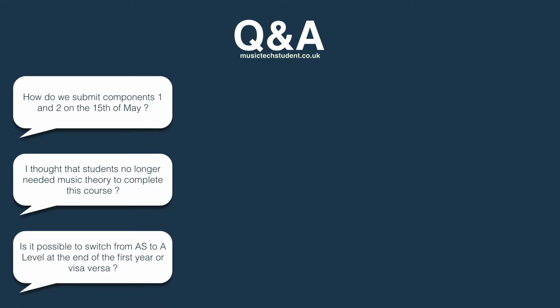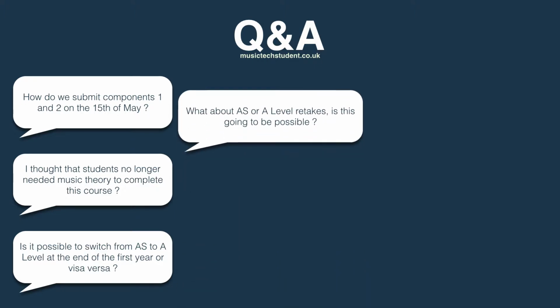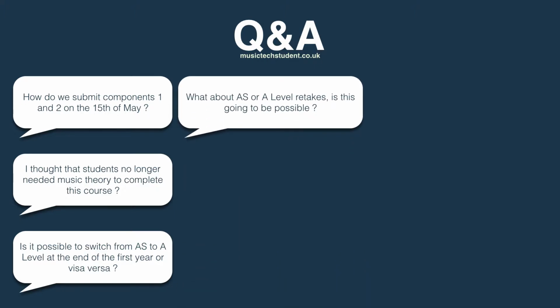Is it possible to switch from AS to A level at the end of AS, or vice versa? So yes, you can switch from AS to A level, but you will need to submit the required components. The components do have to be from the appropriate time. So you wouldn't be able to submit your AS work as A level and vice versa, as they will be very different.